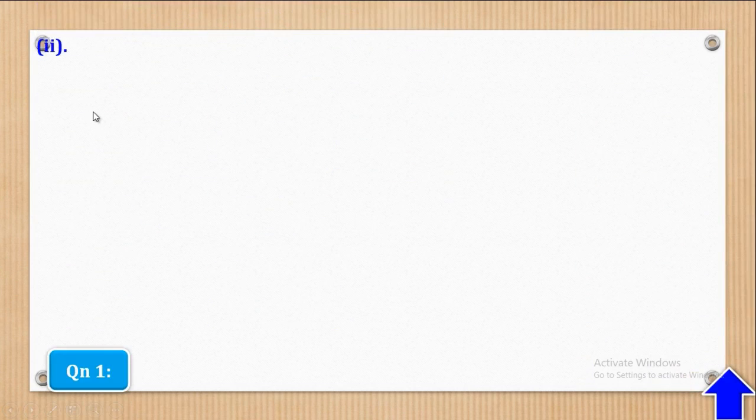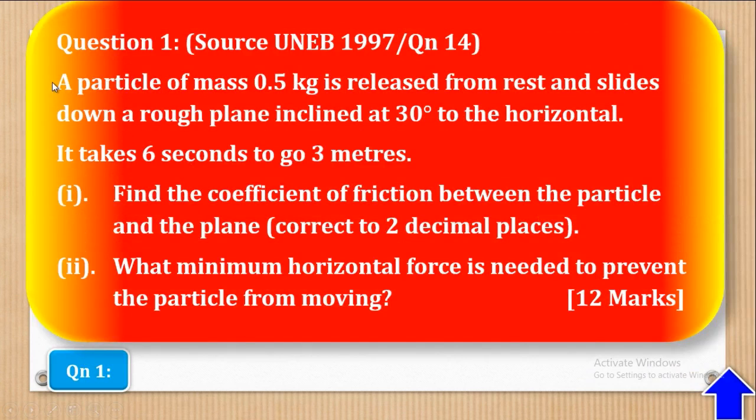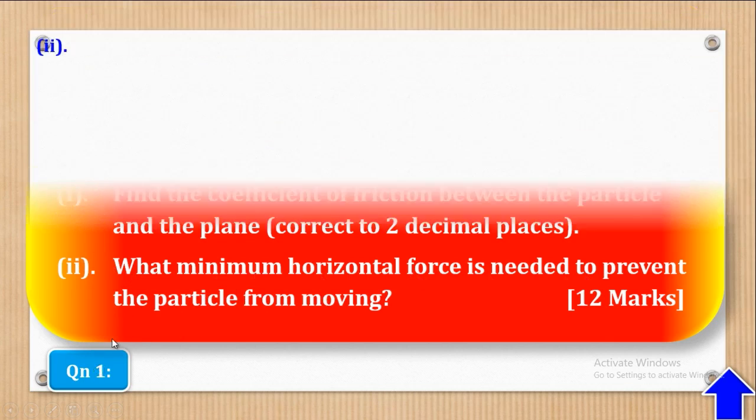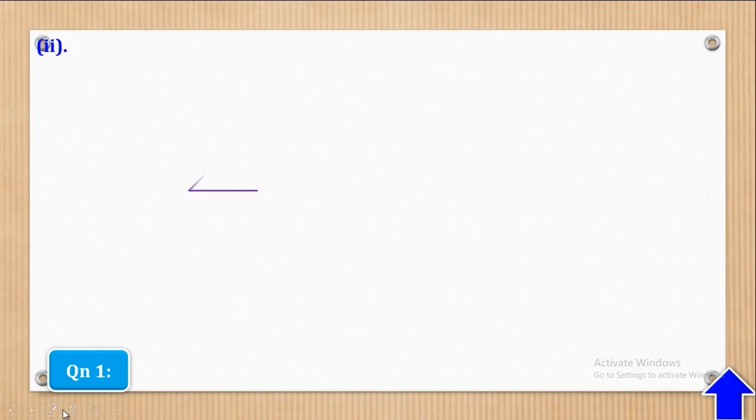Now we shall go to part 2. For part 2, they told us: what minimum horizontal force is needed to prevent the particle from moving? So we have to draw another sketch.